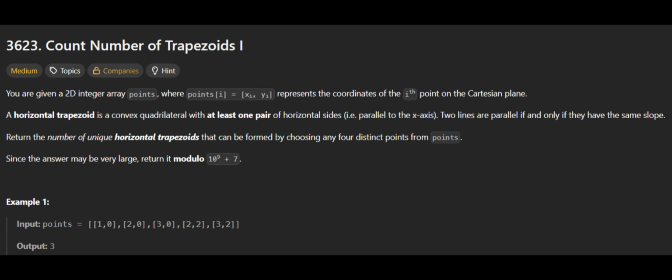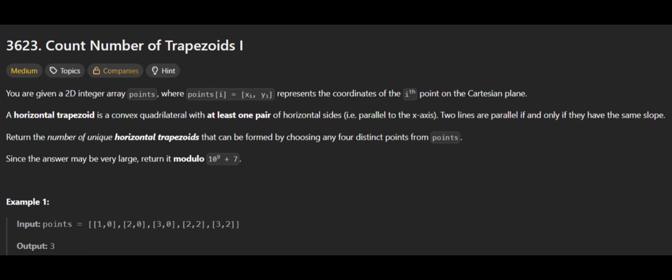Let's take a look at today's problem. You are given a 2D array called points, where each element represents the coordinates of a point on the Cartesian plane. Your task is to count how many unique horizontal trapezoids can be formed using any 4 distinct points from this list. A horizontal trapezoid is defined as a convex quadrilateral that has at least one pair of horizontal sides, which means the sides must be parallel to the x-axis.